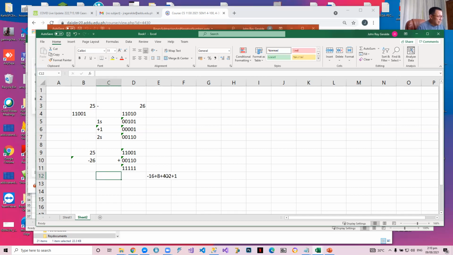Or if you want to convert this, the 1's complement is 00000. Okay? And the 2's complement is 00001. Okay. Therefore, it's 00001. So therefore, this is negative 1. Okay. Do we follow? This is negative 1. Okay. You should have an indicator. We'll find out later, no? This is a negative 1, because the result is in 2's complement form.